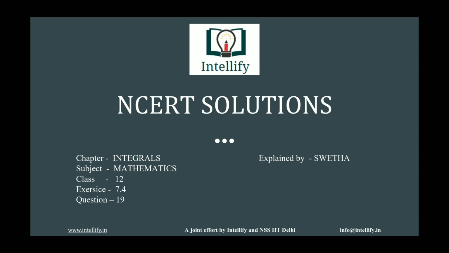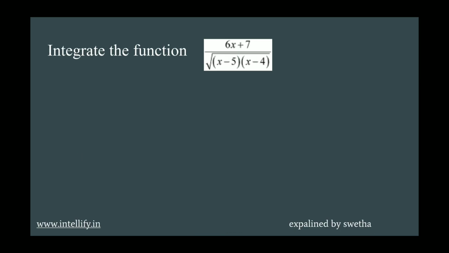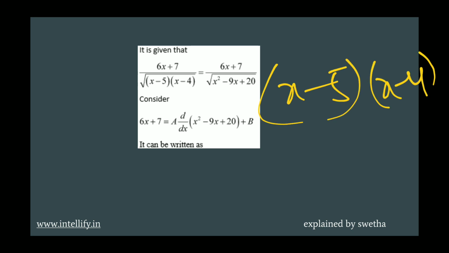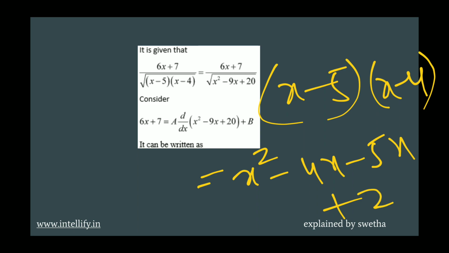In this lecture, we are going to learn about integrals of class 12, exercise 7.4, question number 19. Integrate the function 6x plus 7 divided by root over (x minus 5)(x minus 4). To solve this, let us consider (x minus 5) into (x minus 4). This can be expanded as x square minus 4x minus 5x plus 20, so this can be written as x square minus 9x plus 20.